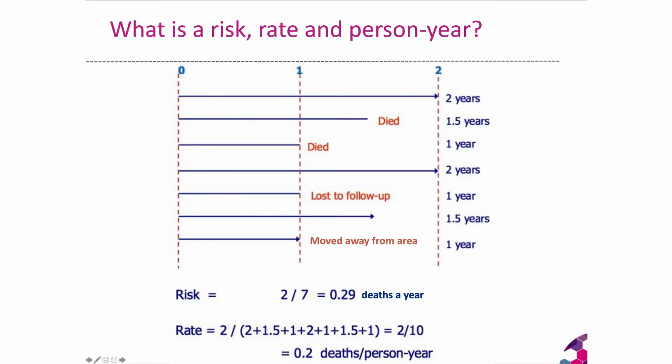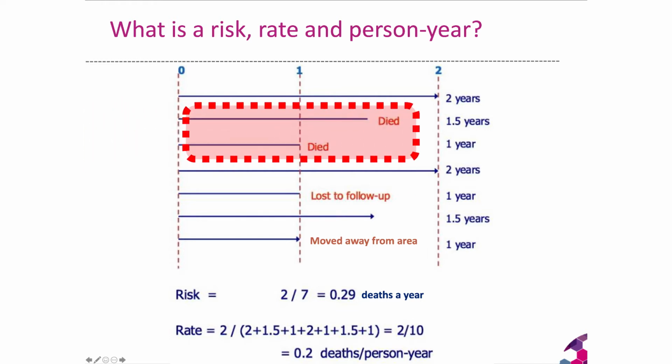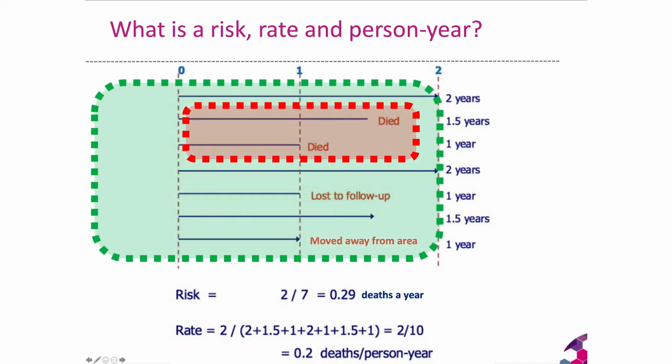So here's the example. What is a risk, what is a rate, and what is a person year? So you can see here we have 2 people who've died in our study. Our study lasted for 2 years altogether. And we had 7 people in our study. So that's 2 people divided by 7, which gives us 0.29. So there are 0.29 deaths a year based on what we found in this cohort study.